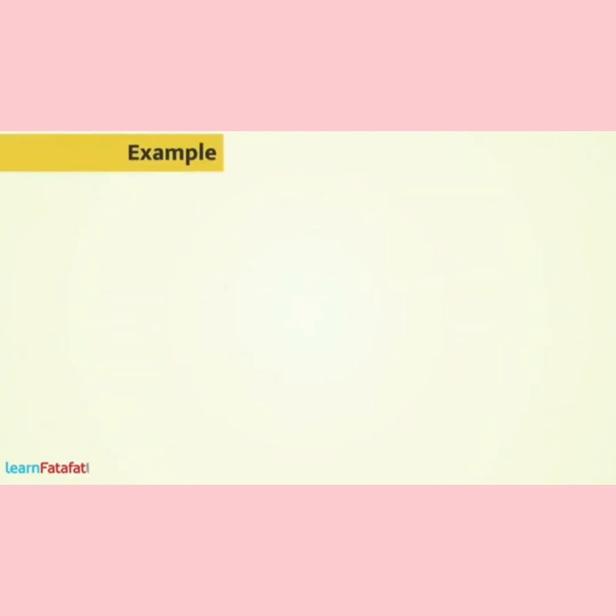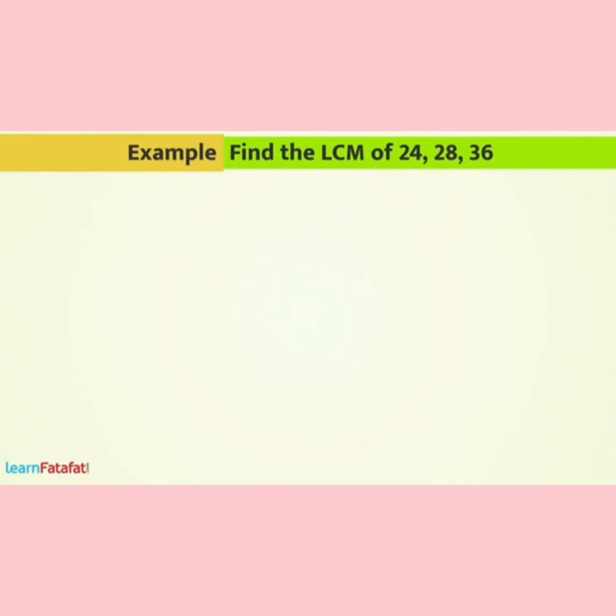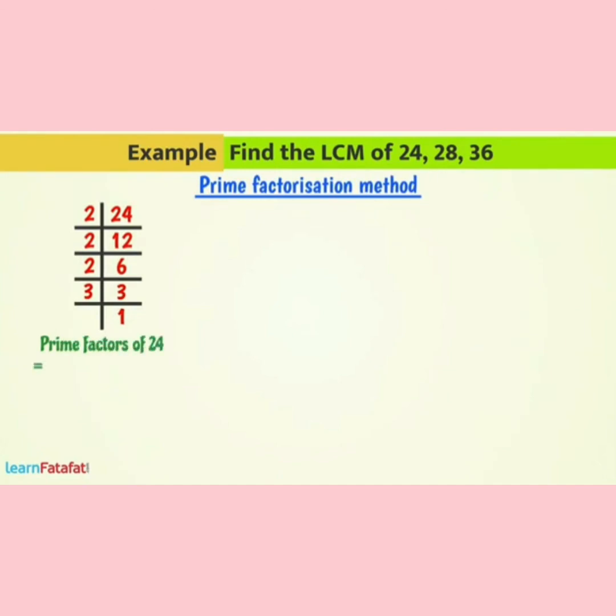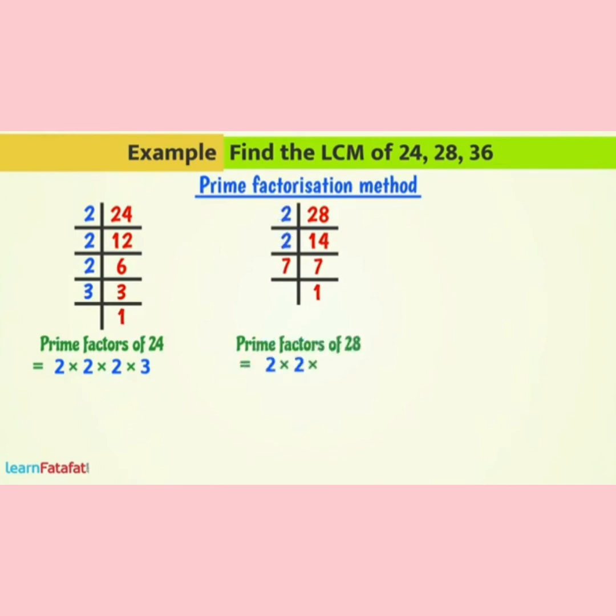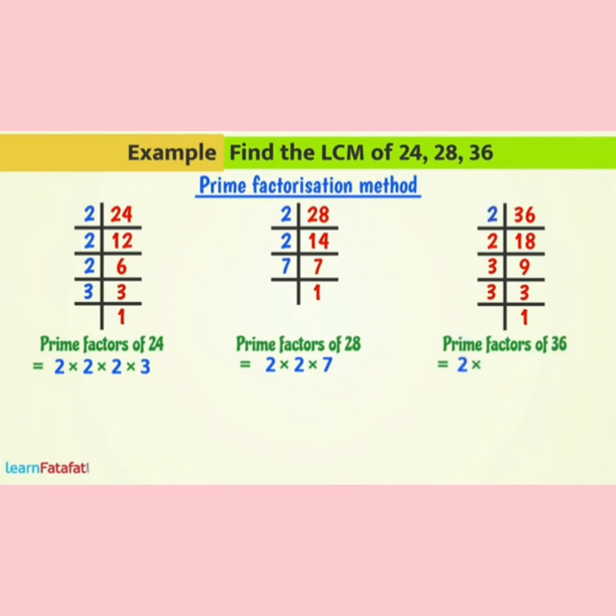Let's take an example. Find the LCM of 24, 28 and 36. We will find the answer with both methods. Prime factors of 24 can be found like this. So 24 is equal to 2 multiplied by 2 multiplied by 2 multiplied by 3. Prime factors of 28 can be found like this. So 28 equals 2 multiplied by 2 multiplied by 7. Prime factors of 36 can be found like this. So 36 is equal to 2 multiplied by 2 multiplied by 3 multiplied by 3.